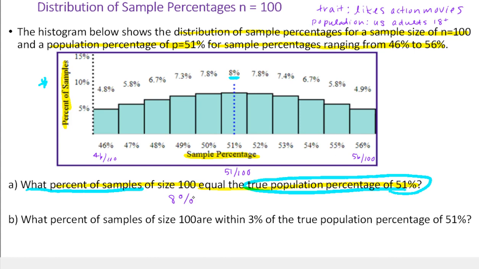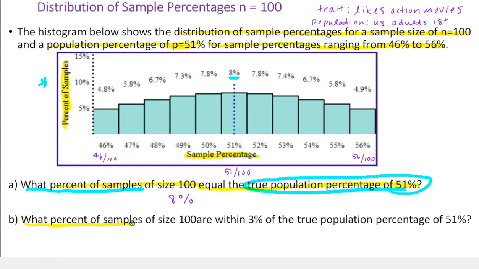Okay, so think about what that means. If you sampled 100 people, 8% of the time you would get the exact value, the true population percentage. Lots of times you would get close. You could get something far off, but it is possible, and actually it's the most likely out of all the other options that you'll get the true population percentage. Let's look at the next question.